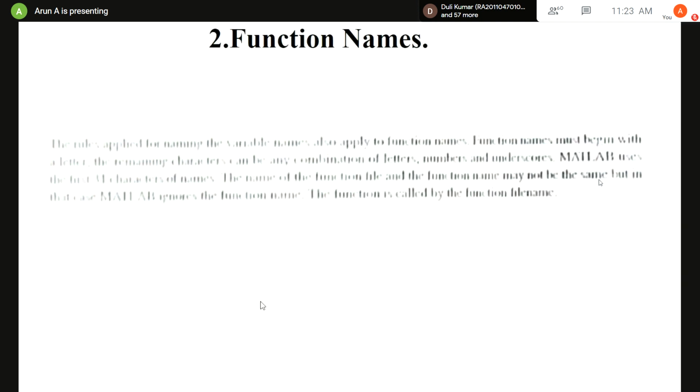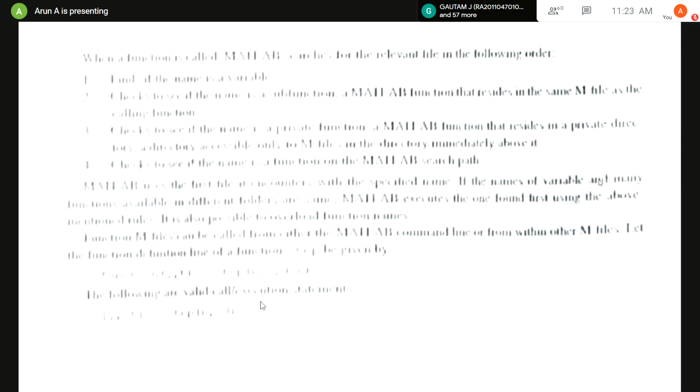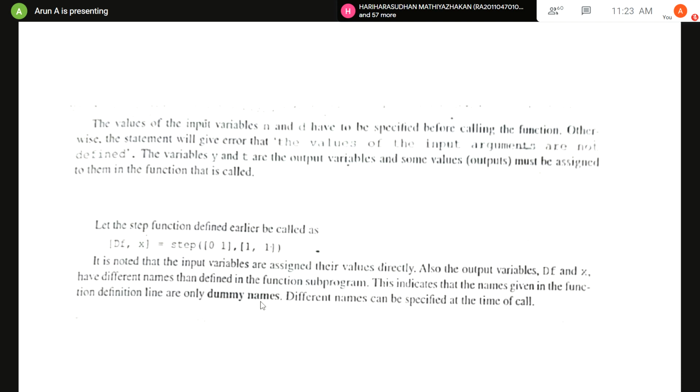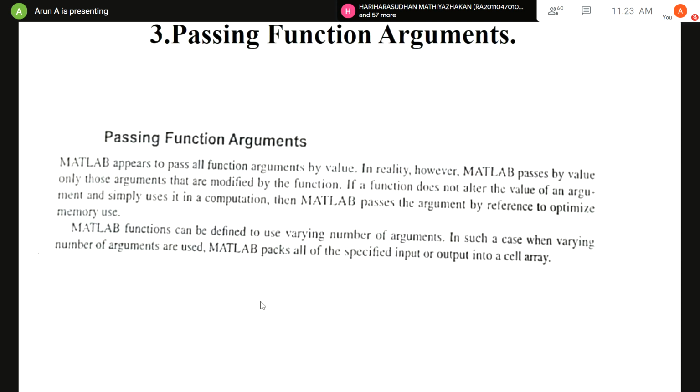The second thing is function names, something about the file name. I have put some lines, you can read this. It is not that clear, just bear with me. It tells how function names are to be created. And the next one is passing function arguments. This is also not that much into coding. It tells how to pass a value between the primary function and the sub functions. So this is about the function arguments.